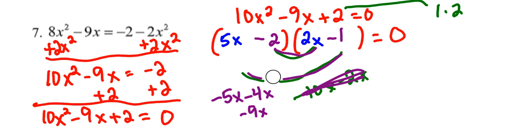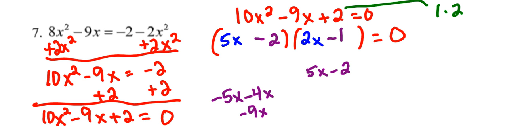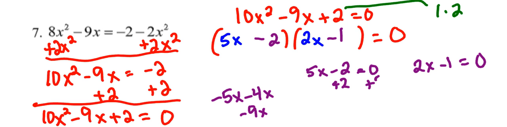Now we got one more step here. I'm running out of a little room, so I'm going to erase these. That's the factored solution. Now we take each factor. 5x minus 2 equals 0, and 2x minus 1 equals 0. We set them each equal to 0. We add 2 to each side, and 5x equals 2. We divide by 5, and x is 2 over 5.